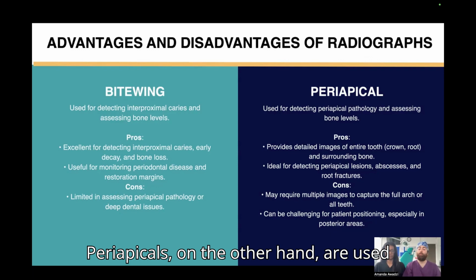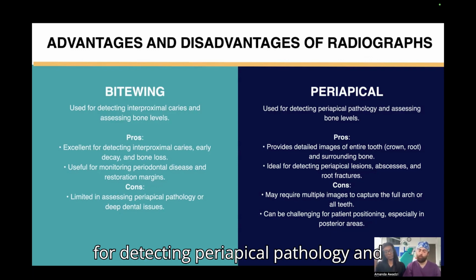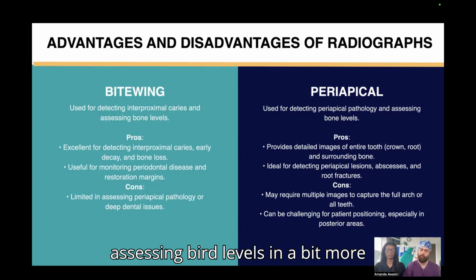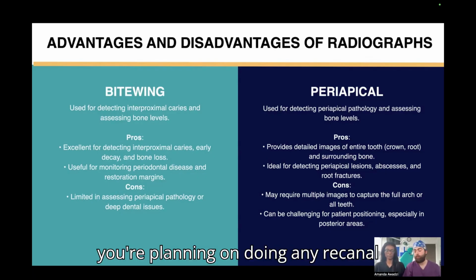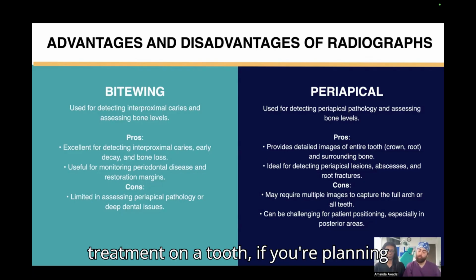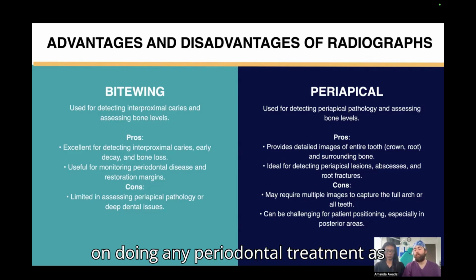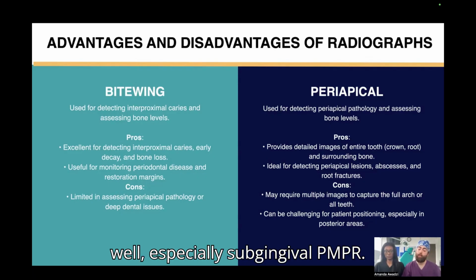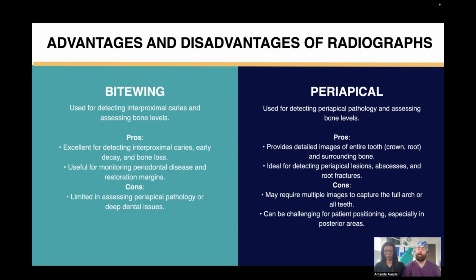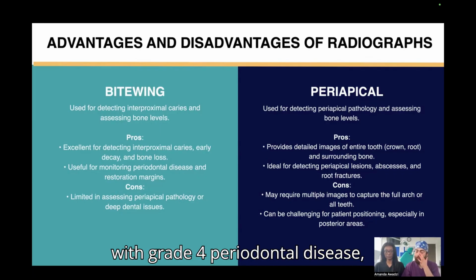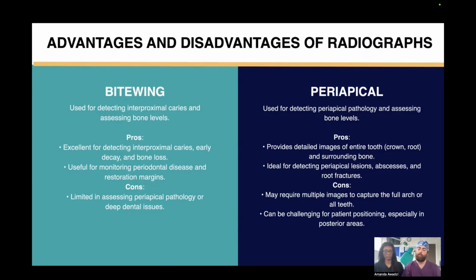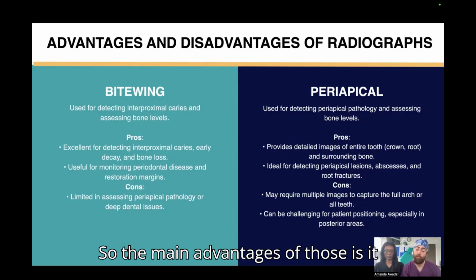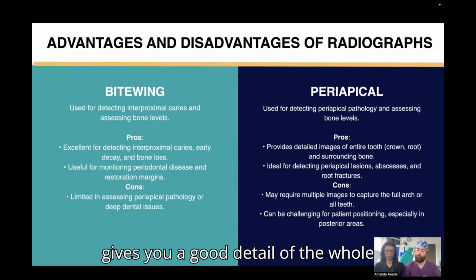Periapicals, on the other hand, are used for detecting periapical pathology and assessing bone levels in a bit more detail. So they are basically taken if you're planning on doing any root canal treatment on a tooth, if you're planning on doing any periodontal treatment as well, especially subgingival PMPR. So if a patient, for example, presents with grade 4 periodontal disease, then you would be taking full mouth periapicals for that.